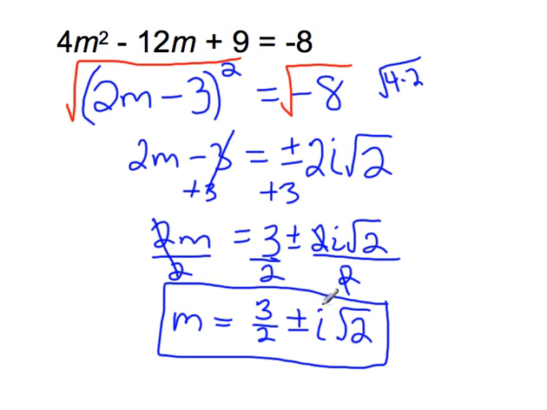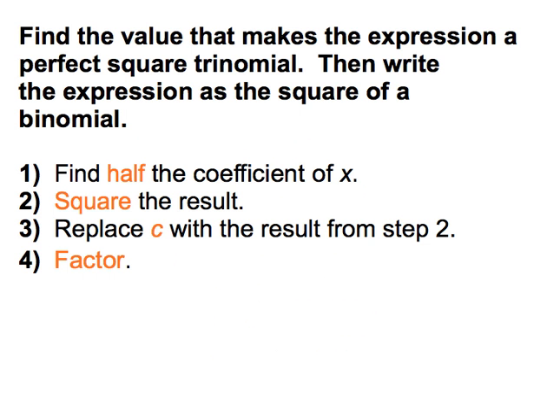We always put the i in front of the square root because if we put it at the end, it looks like it's underneath that square root symbol. So that's why they always put the i in front of the square root. Now go ahead and pause so you can find the next set of directions for writing expressions as the square of a binomial.